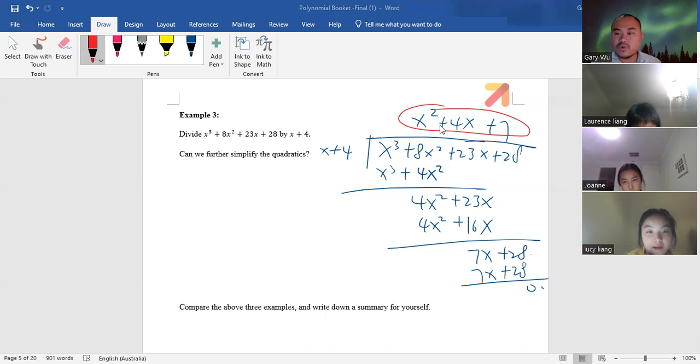So Joanne, what's the reason why this quadratic can't be factorized? Consider quadratics, consider when you have solutions. There's no solution for it. Factorize means you will have x-intercept, right? But you don't have x-intercept. How do you know there's no x-intercept?